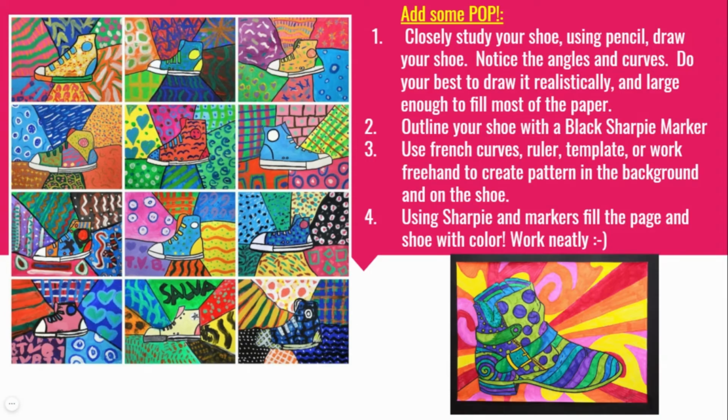Number 2, outline your shoe with a black Sharpie marker. Now, in our classroom, we have access to black Sharpie markers. If at home you do not, that's okay. Go ahead and use whatever you might have available. It may be a black pen, it may be a black Sharpie marker, or something that has a nice fine tip that you can outline your shoe well. So it gives it some punch and clarity in the lines.